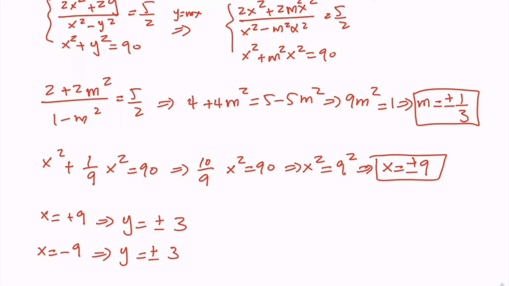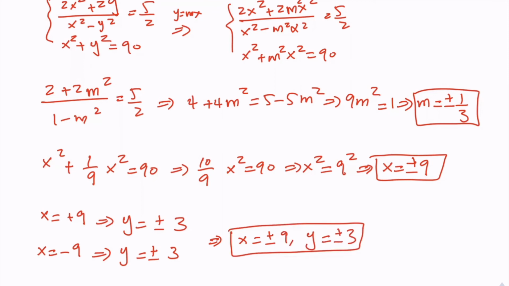So the solutions that we have are x equals plus or minus 9 and y equals plus or minus 3. Now it's always good to replace these numbers into the original equation and see if the equation holds if you want to check your answers. I'm not going to do that here, but you can replace this into the original equation and check it.